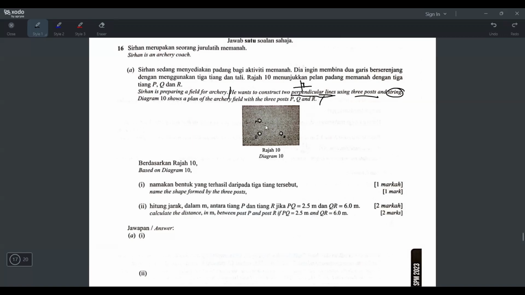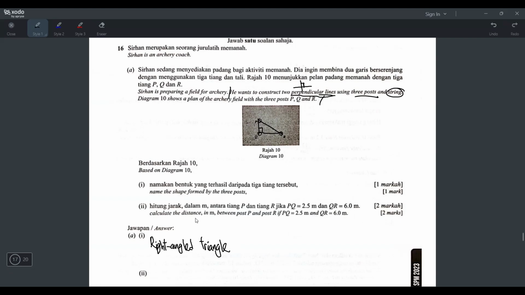Okay, actually, if the post position is like this, you can form a 90 degree when you join like this, right? And this is 90 degree like this, and then join like this. So the shape formed by the 3 posts is actually a triangle, and it's a right angle triangle. Okay, because it has 90 degrees. So I'll just write here right angle triangle. Okay, or in bahasa Melayu is segitiga bersudut tegak. Okay, yeah, right angle. Okay.